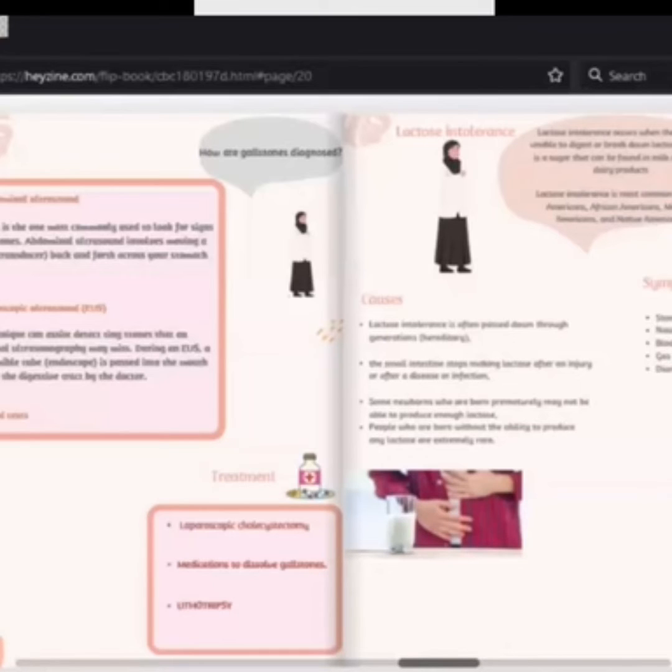About causes. First, lactose intolerance is often passed down through generations. Second, the small intestine stops making lactase after an injury, disease, or infection. Third, some newborns who are born prematurely may not be able to produce enough lactase. This is often a short-term problem that goes away. Fourth, people who are born without the ability to produce any lactase are extremely rare.